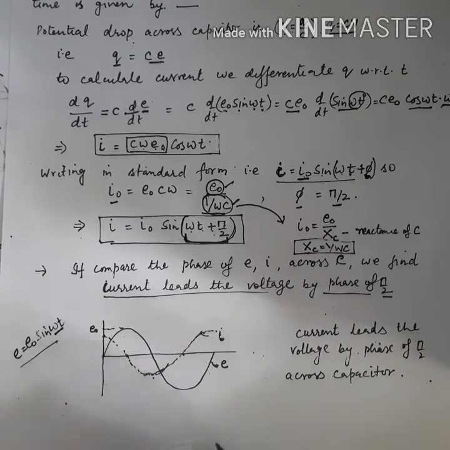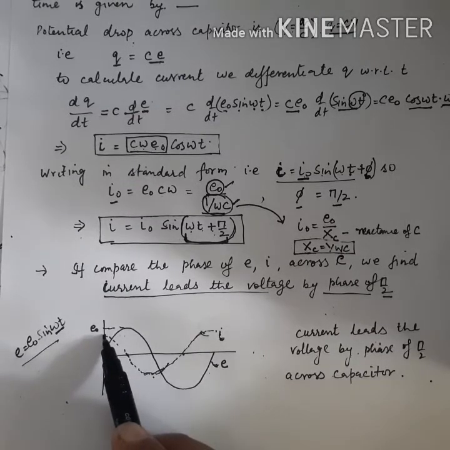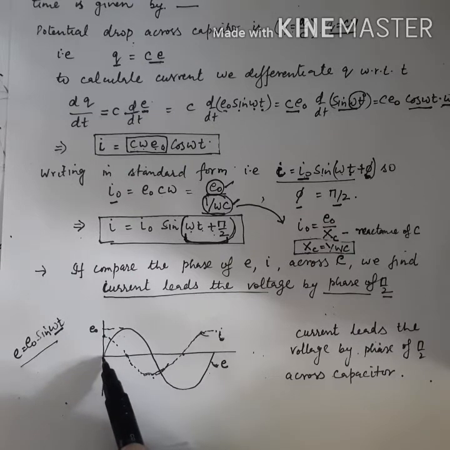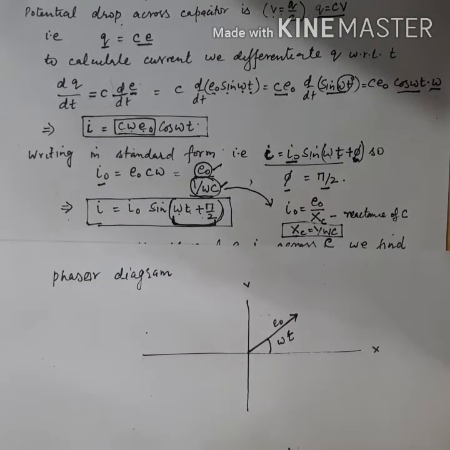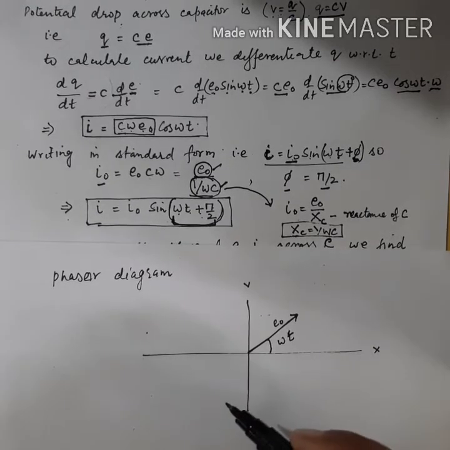So this is our current equation. Here the current leads the voltage by a phase of pi by 2. See, here the current becomes maximum but the voltage is 0. Now we want to represent it in the phasor diagram.